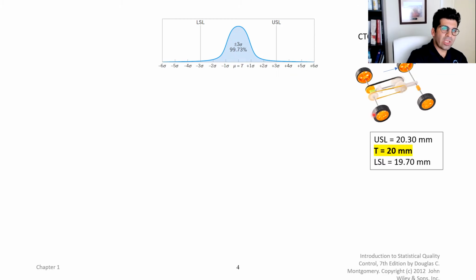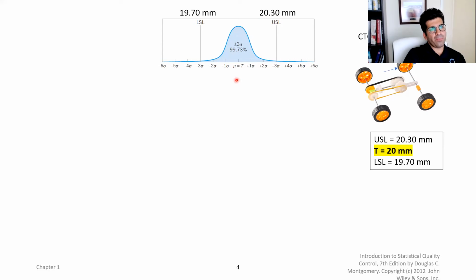And let's say the specifications are: the target is 20 millimeters, which is a little smaller than an inch, and we don't want it to be larger than 20.30 millimeters, and we don't want it to be smaller than 19.70. Otherwise, it will wobble, right, when the kid is driving it. So those vertical lines are going to be 19.70 all the way to 20.30. And we want to see where our distribution stands there.